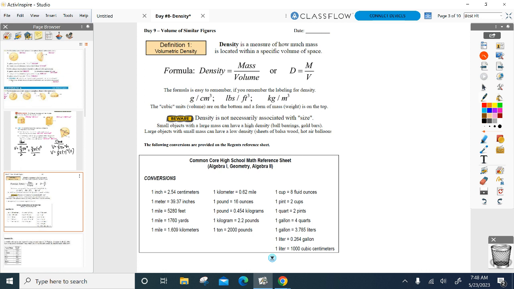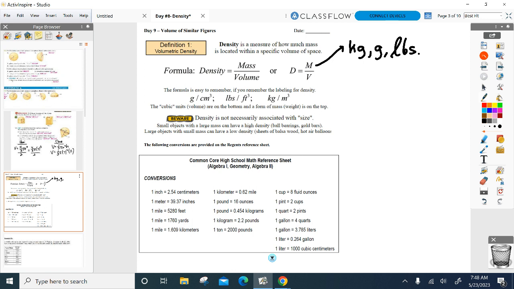So let me go over quickly the different types of masses we'll deal with: kilograms, grams, pounds. Okay, those are all different types of mass. Weight, mass. Those are all different types of masses we'll be dealing with. So we'll take the mass and divide it by the volume.